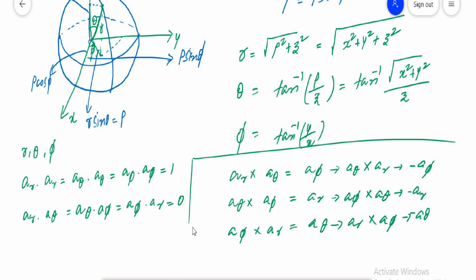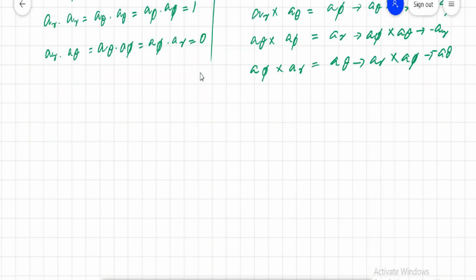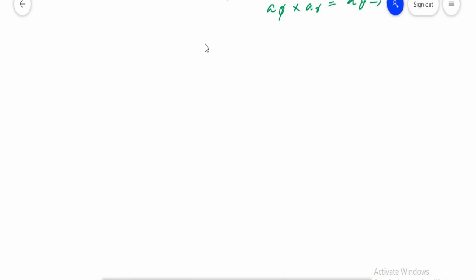Here, what will be the ranges for your r, theta and phi? R ranges from 0 less than or equal to r less than or equal to infinity, theta ranges between 0 to pi, so 0 less than or equal to theta less than or equal to pi, and 0 less than or equal to phi less than or equal to 2 pi. That is, r ranges from 0 to infinity, theta ranges from 0 to 180, and phi ranges from 0 to 360.